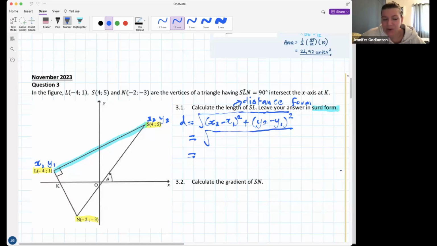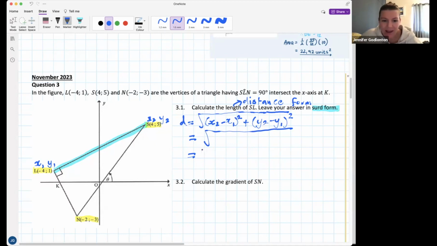Okay, so at this point, what we're doing, if you just got here, is we are substituting in our values into our distance formula, and we are going to get an answer in surd form. So that means our answer is going to have a root sign. So we're not going to give our answer as a decimal. Can you see there? I love that answer. Glorious.